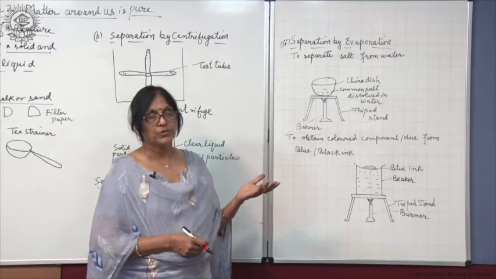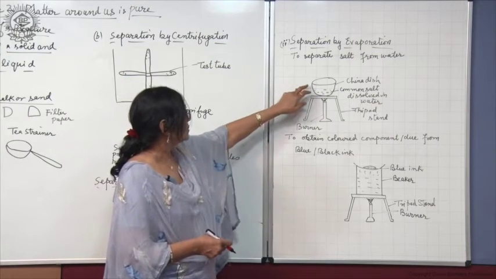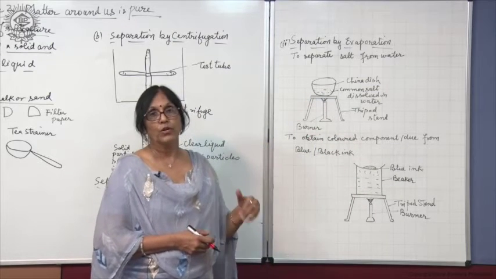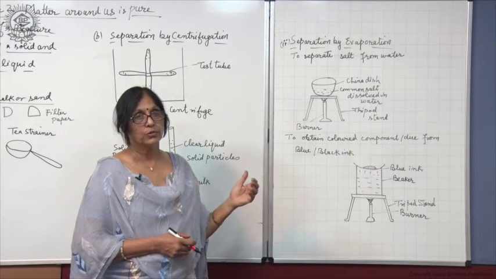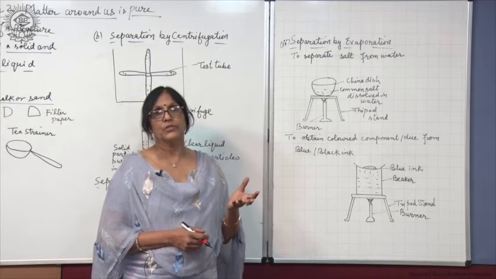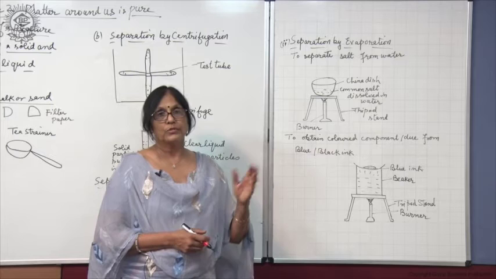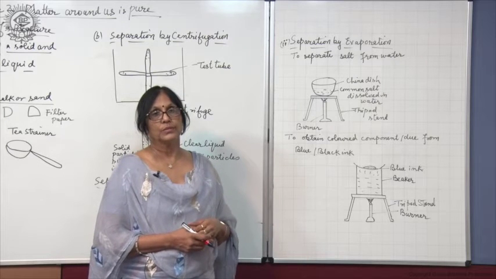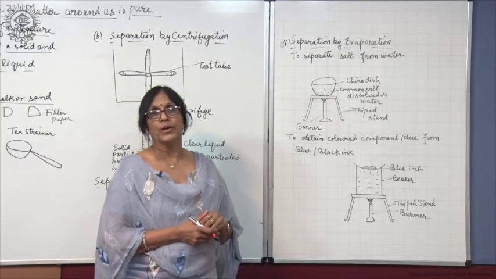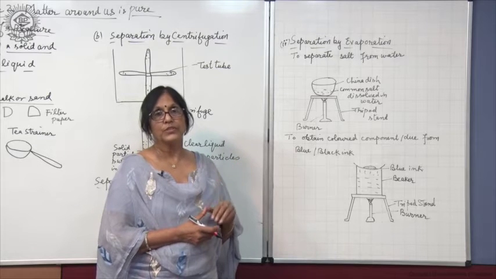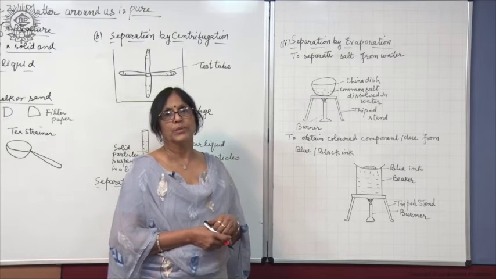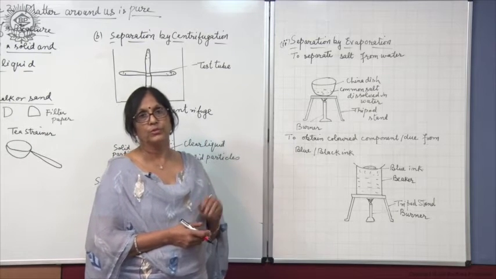But to do this process faster, the salt solution should be heated with the help of a burner. Water evaporates, leaving behind the salt. Even from sea water, which contains a large percentage of common salt, salt is separated by evaporation only. Sea water is stored in shallow tanks and allowed to evaporate on its own with the help of the heat of the sun. Water evaporates, leaving behind the salt, and this crude salt can then be further purified and sent to the market.